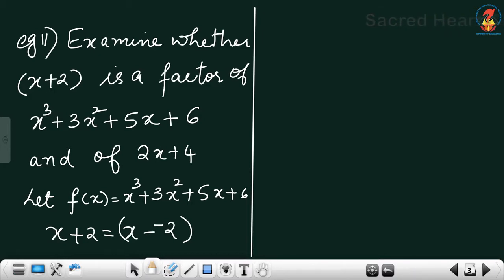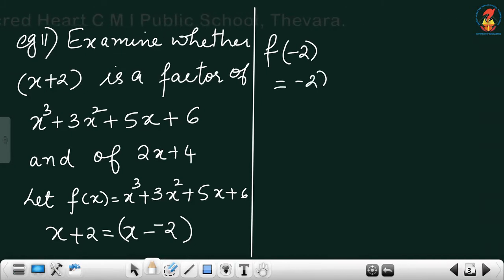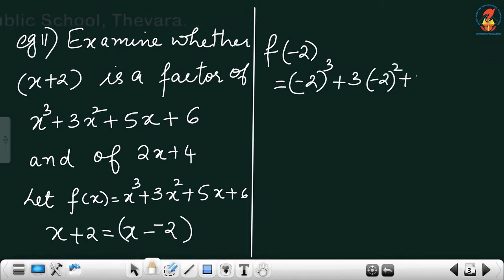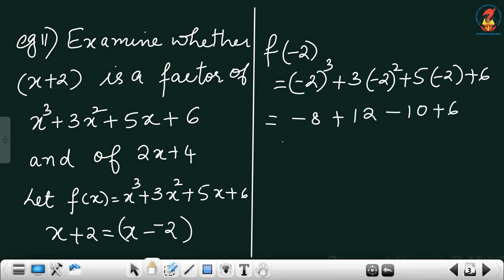So if this is a factor, means if p of a equal to 0, we have to check whether p of a equal to 0. We have to find f of minus 2. So minus 2 whole cube plus 3 into minus 2 whole square plus 5 into minus 2 plus 6, which is equal to minus 8 plus 12 minus 10 plus 6, which is equal to 0. So what we got is f of minus 2 equal to 0.